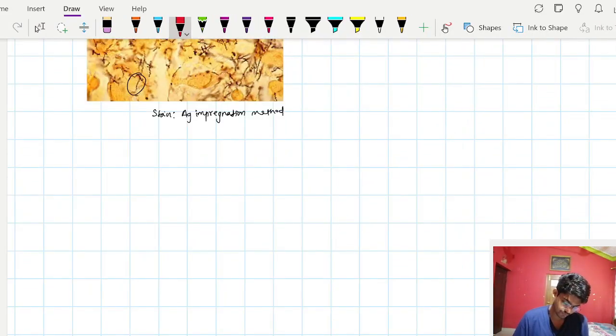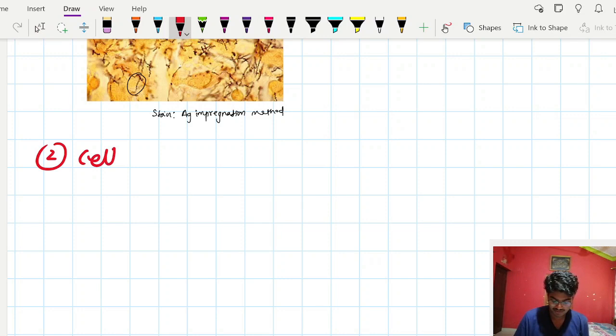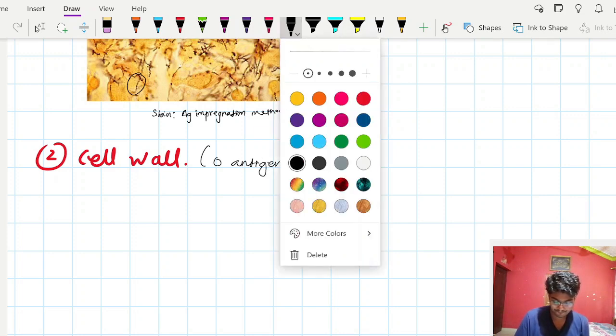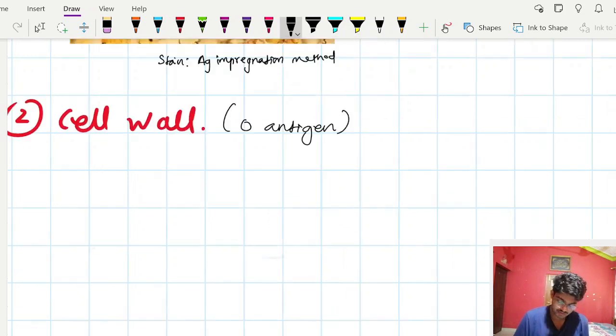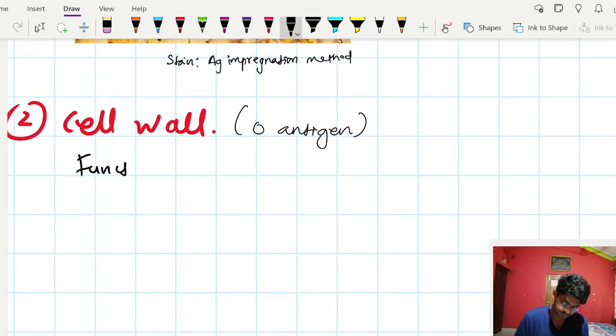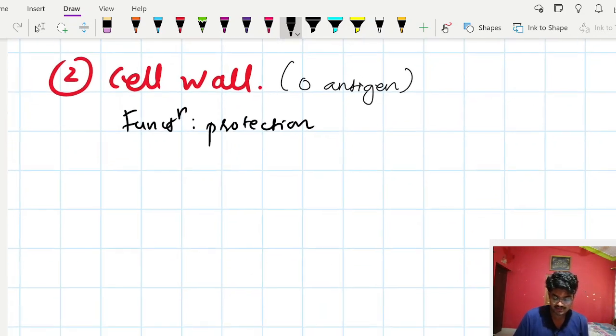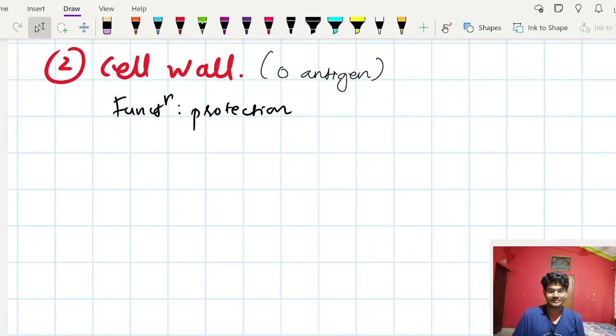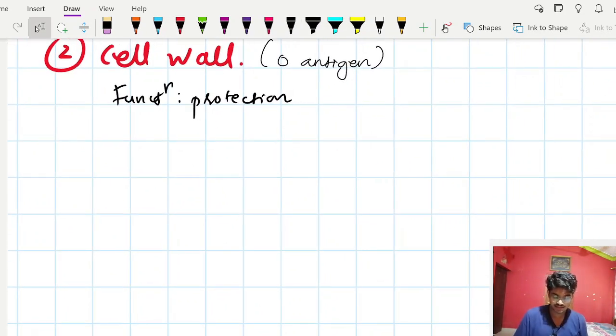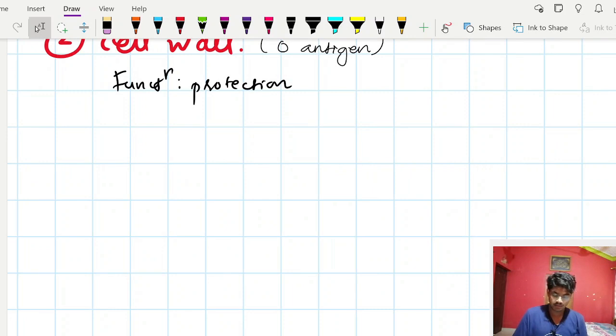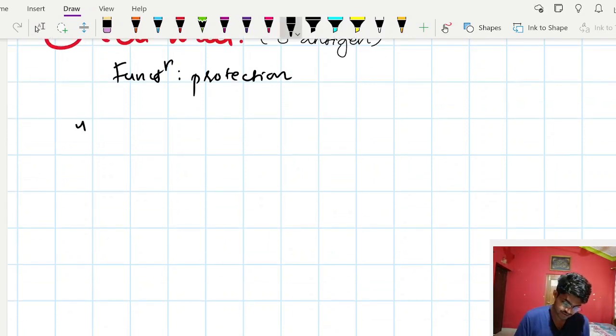The next morphology is the cell wall. The cell wall is also known as the O antigen, and its function is protection. We already know this. For the cell wall, we have to talk about gram positive and gram negative bacteria, mycoplasma and mycobacteria, and also fungi.